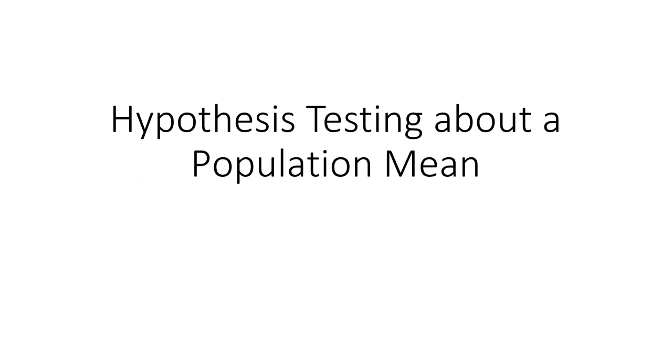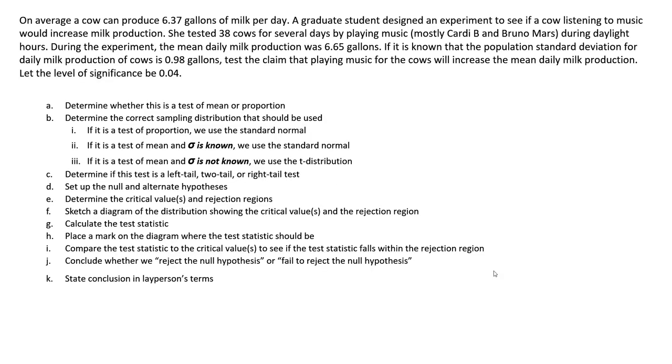Today's lesson is on hypothesis testing about a population mean. The first problem states, on average, a cow can produce 6.37 gallons of milk per day. A graduate student designed an experiment to see if a cow listening to music would increase milk production. She tested 38 cows for several days by playing music during daylight hours. During the experiment, the mean daily milk production was 6.65 gallons.